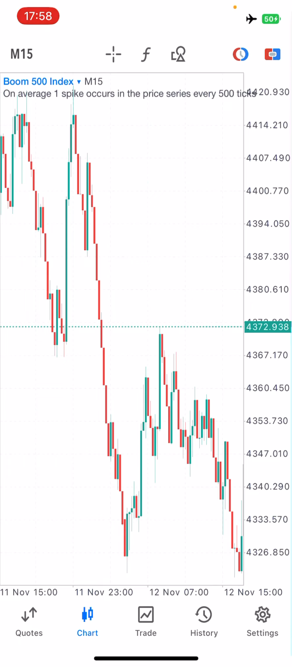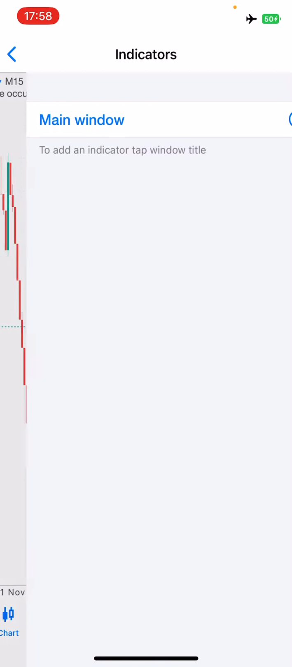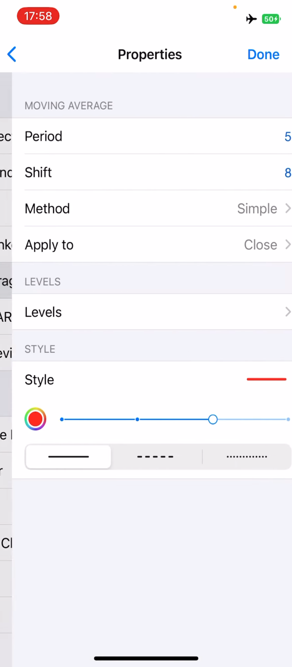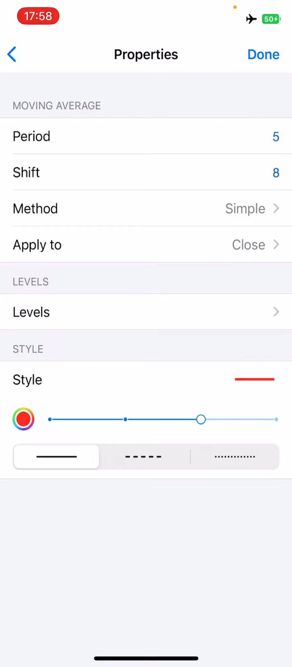The first indicator that I want to install is a moving average. This moving average is going to have the following properties that you see on the screen. So we're going to have a period of 5, a shift of 8, a method of simple, and then apply to close. And then there are no levels on this one, but then we can style it to red.